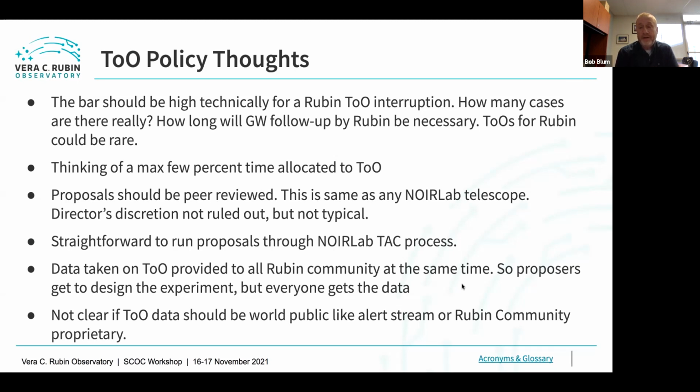I mean, if you think about TOOs and you think about gravitational wave follow-up, for example, it's like an alert. We would probably handle it, or try to handle it, much like an alert. And so maybe the best thing would be that it would just be handled like any other data product from Rubin. But I don't think we've thought enough about what the full scope of TOOs could be and what data the community might need to really understand it.